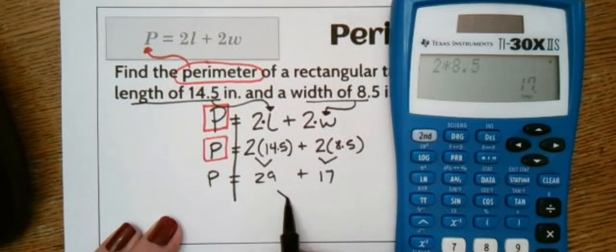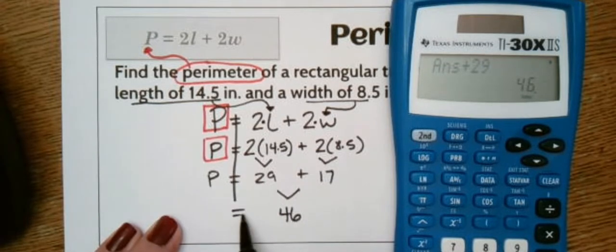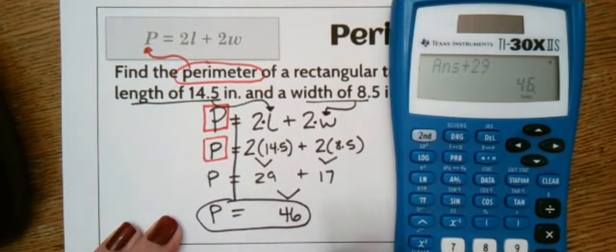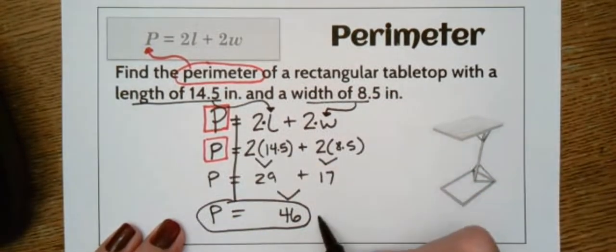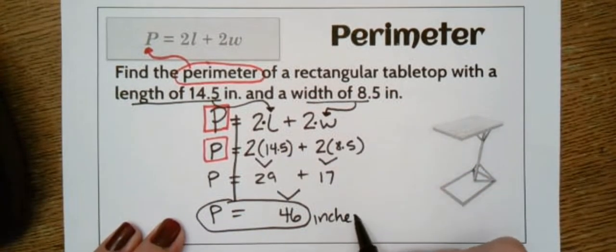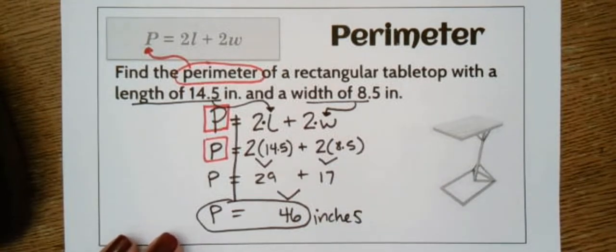Now all I have to do is add the 29 and 17. So if I have 17 in the calculator, I'm just going to write plus 29. And I have a perimeter of 46. Now for the label, go ahead and look back in the problem. You'll see inches and inches. So this is going to be perimeter is 46 inches of the rectangular tabletop.